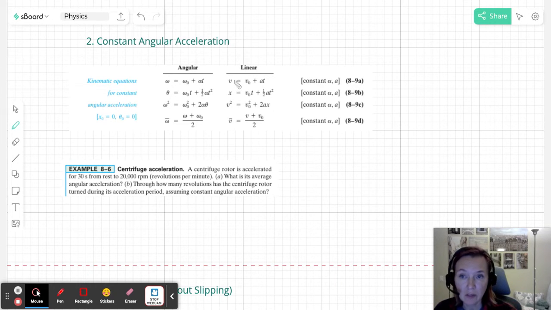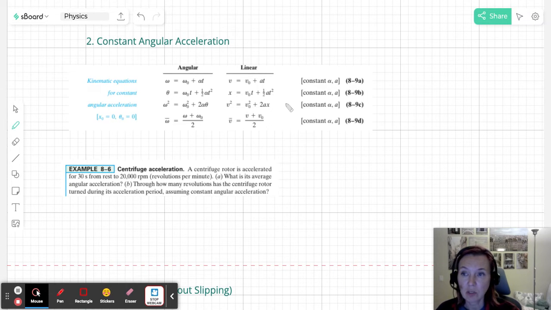But in a linear scenario, we had velocity, which was the initial velocity plus acceleration times time. Very similarly, the angular velocity is going to be the initial one plus angular acceleration times, sorry, times time. For the angle, we will have a very similar equation that we had for the distance. And the same thing for the velocity squared and the angular velocity, and then the average velocity.